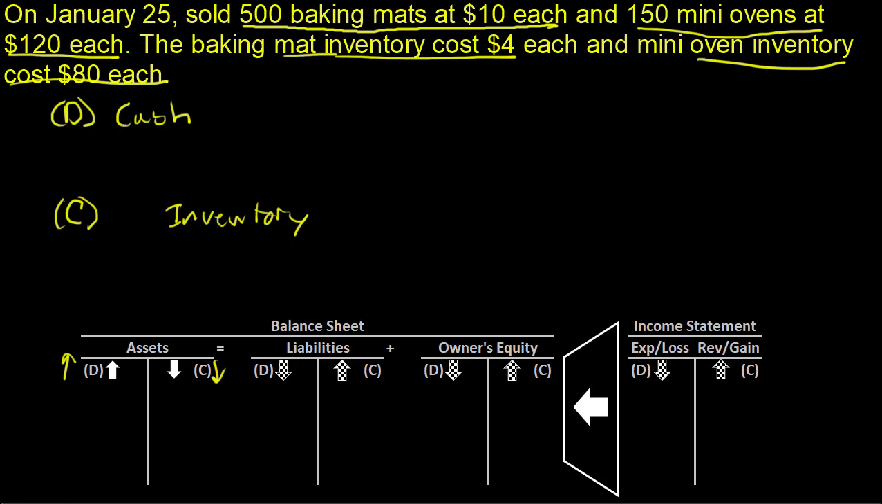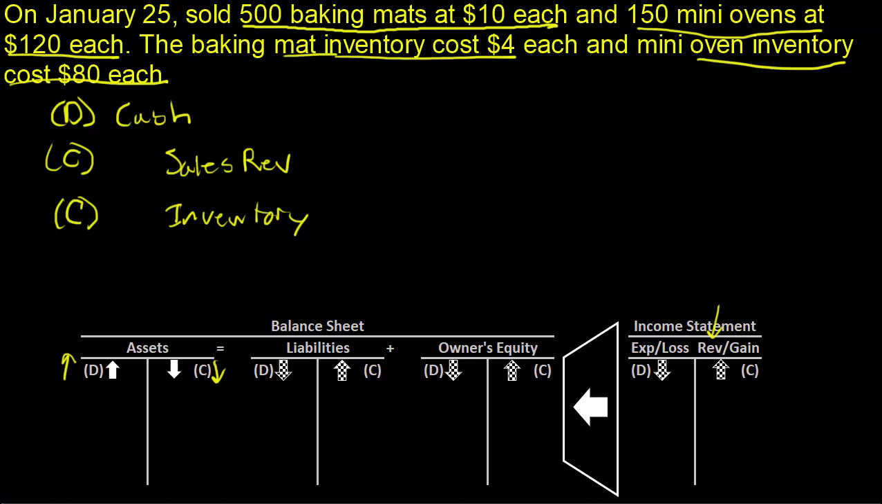So this cash is going to be related to revenue or sales. You could call it either one. Why not just call it both? It's going to be related to a credit of sales, right? So this is going to be a credit to sales revenue.